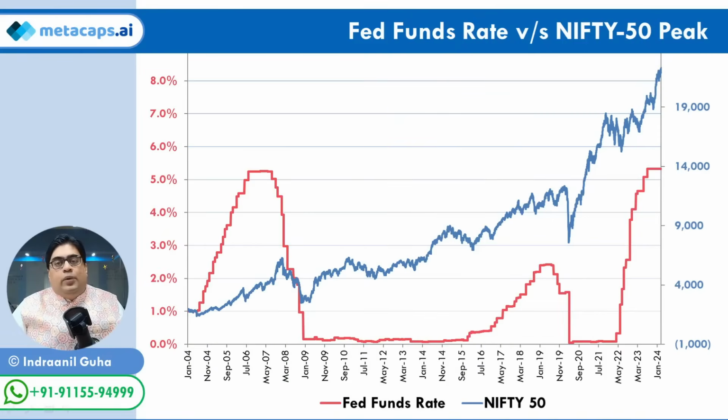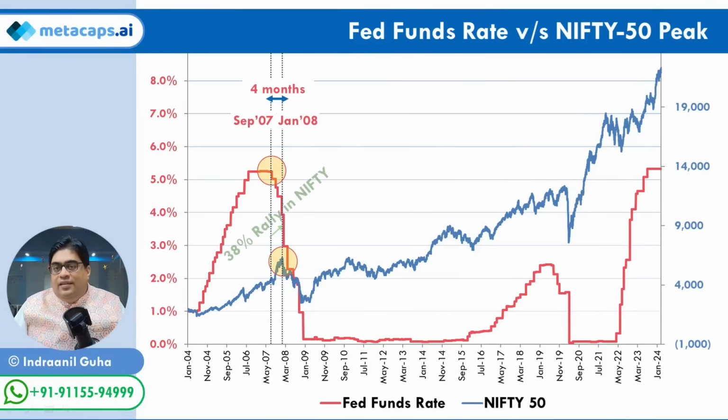So for example, if you go back to September of 2007, which is the last time the Fed kickstarted its rate cut cycle with a 50 basis point cut, we saw that as soon as the Fed started its rate cut cycle on 18th of September 2007, we got a furious rally in the Nifty over the next 4 months, which went on till January of 2008. And in this intervening period of just 4 months between September 2007 and January 2008, we got a 38% rally in the Nifty, a 38% rally in just 4 months.